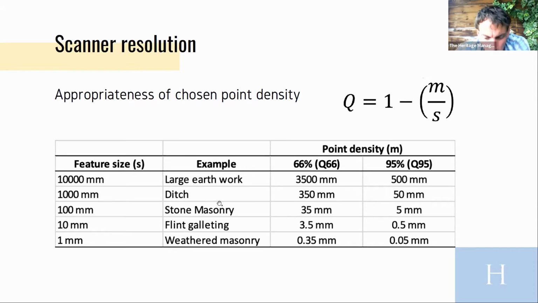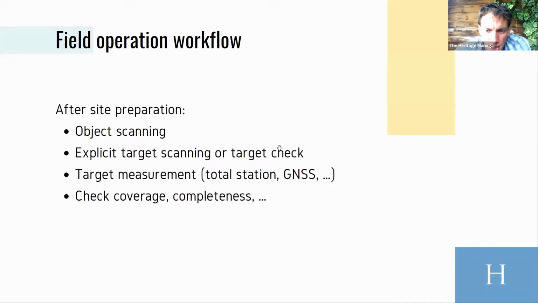Or you can increase or decrease the feature size, and of course, as a function of that, you will decrease and increase the point density relatively. So here, just as some kind of an indication about that. And then after site preparation, so we know where to put our scanners, we know where to put our targets, we know our resolution and our project parameters, then we can finally do our object scanning using all these parameters.